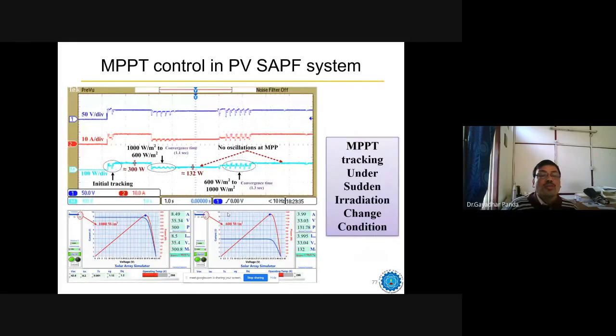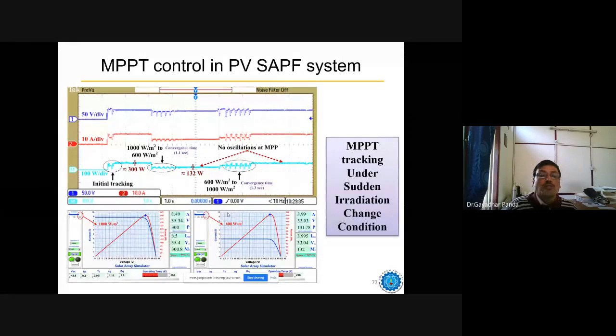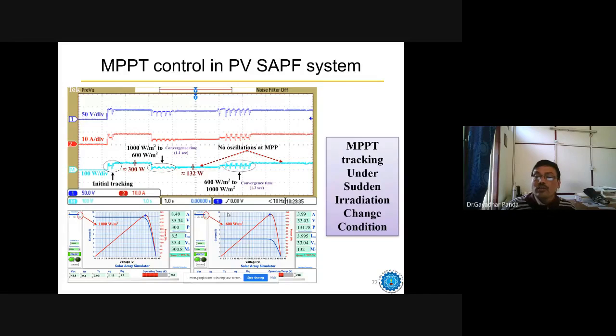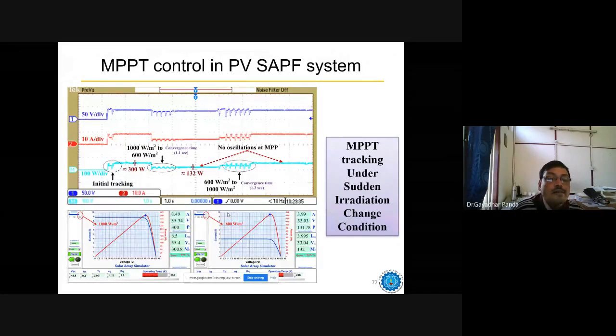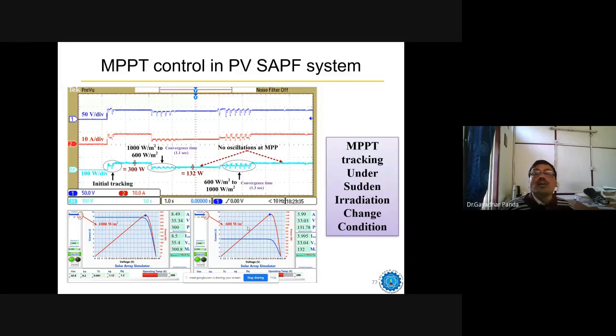And here we have tested it in laboratory scale, how it is operating with different irradiation. We have taken different irradiation conditions also. We have checked that MPPT is tracking the maximum power point. The calculated value is around 303 watt, I think, and it is coming almost the same in the practical case, around 300 watt. That kind of result we have obtained using the PV SAPF system.